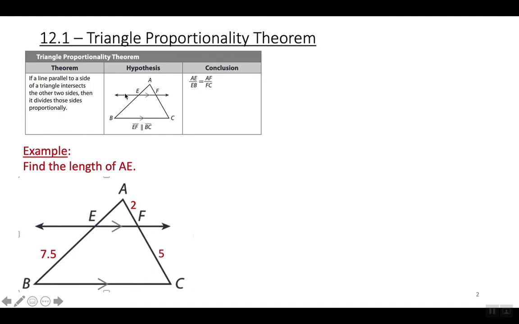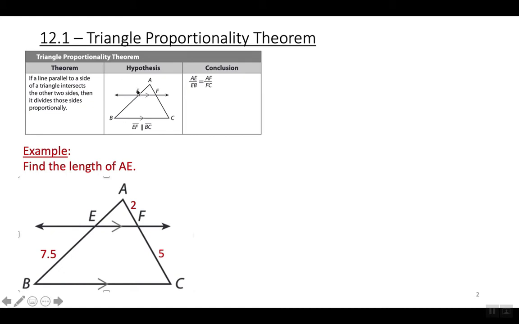Okay, so if you look at this line right here, it's parallel to the bottom side of the triangle. Whenever you have a line that is parallel to a side of a triangle and intersects the other two sides, it's going to divide these sides proportionally. So look at the proportion that's right here. It's very simple. AE over EB equals AF over FC. That proportion is what you're going to use for every problem in this section, okay?